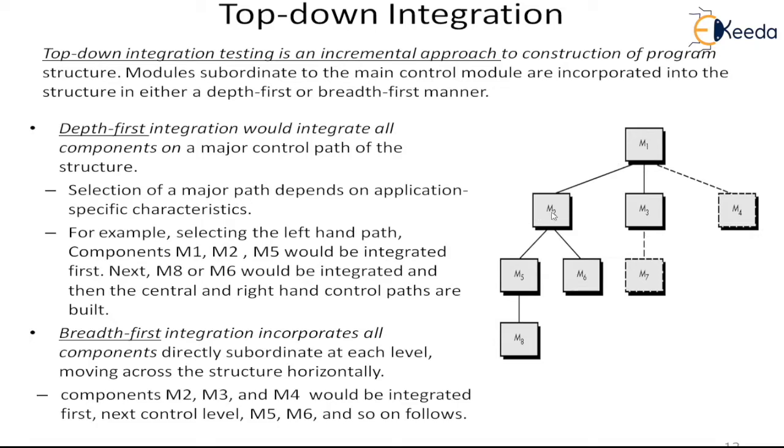Then we will go into one of it and then we will consider the components below it, and like that. So first we will integrate M1, M2, M3, M4. Then we will integrate M5, M6 with it. And then possibly we will integrate M7. Then we will integrate M8. So we will go in the levels. Each level we will integrate. And here we will integrate paths. In the first one we will integrate top to down the paths. In the second one we will integrate in the levels.